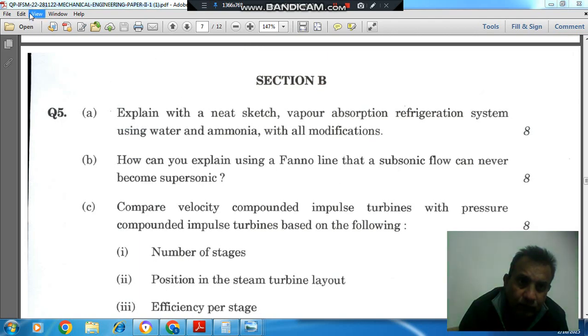Hello, welcome again. We are solving Indian Forest Services Mechanical Engineering Paper 2 of year 2022. Question number 5A. Explain with neat sketch vapor absorption system using water and ammonia with all modifications.